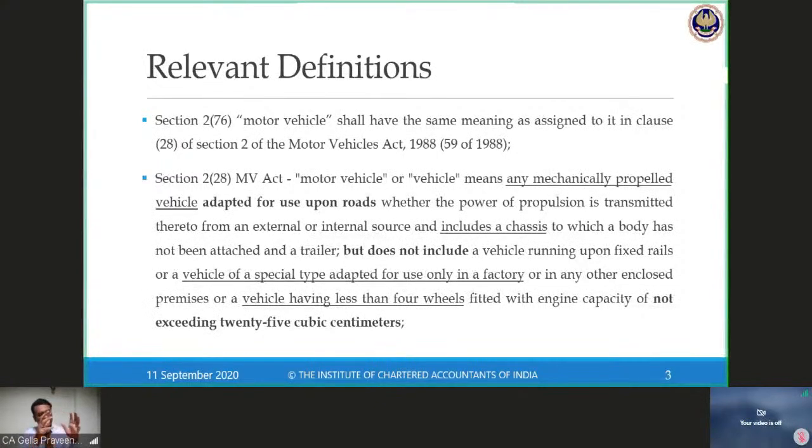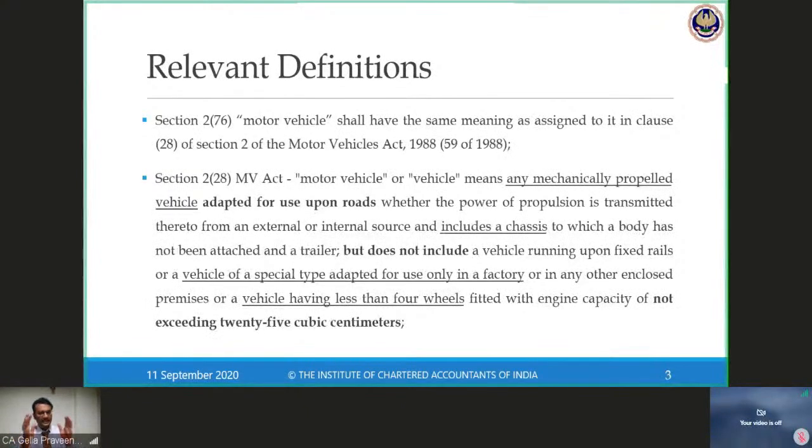So if I run a vehicle on a train or on rails, it is not to be called a motor vehicle. Or a vehicle specifically adapted for use only in a factory or in any other closed premises. Now when we say closed premises, so there is a mining area. In a mining area, I have something called a propeller, a crane which is used to dig mud. Can you call that a motor vehicle?